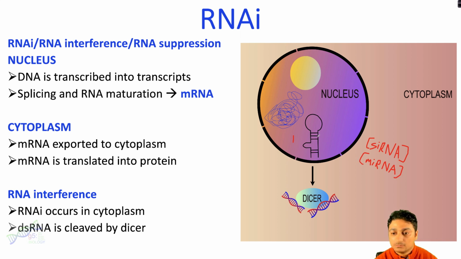Now, if there is a formation of double-stranded RNA either by siRNA or by miRNA, then this is the start of the RNAi. So RNAi occurs only after the formation of double-stranded RNA, and these double-stranded RNA molecules are identified by an enzyme called dicer, and dicer cleaves those RNA molecules into small pieces. So usually it cleaves those RNA molecules into 21 to 23 base pairs.